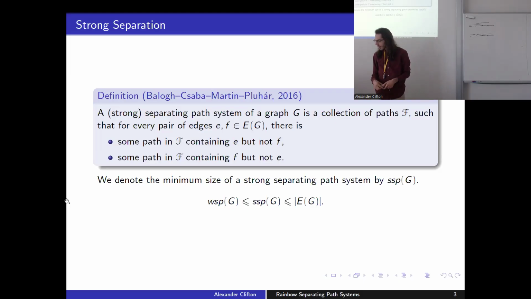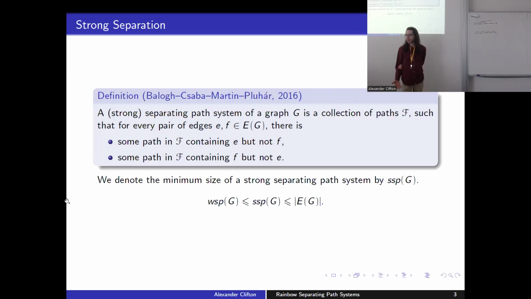Okay, so the authors of the weak paper conjectured that for a general graph with n vertices, there would be able to be a separating system that was linear in the number of vertices.